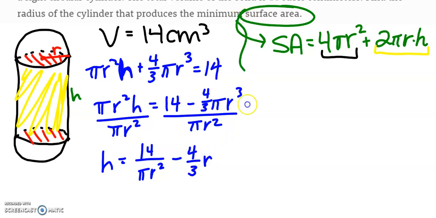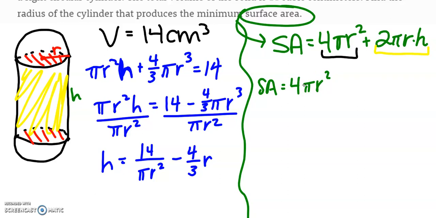So I'm going to go back over to my primary equation, the one that I actually want to do calculus on, and I'm going to substitute in my h value. So now my entire surface area is all dependent on the variable r.